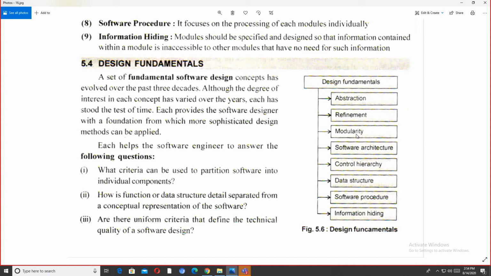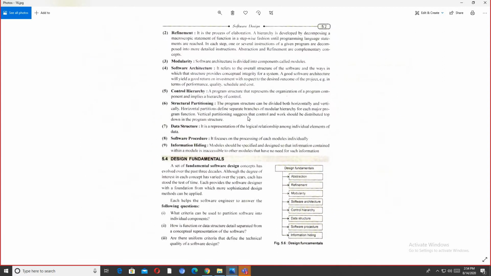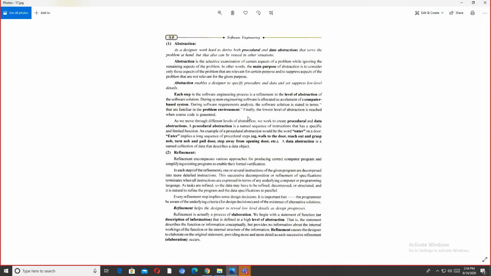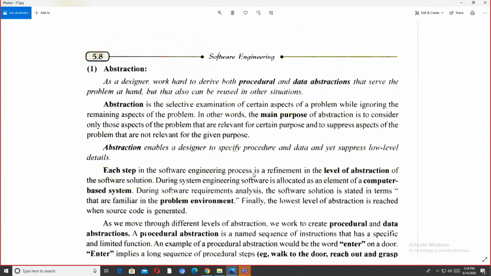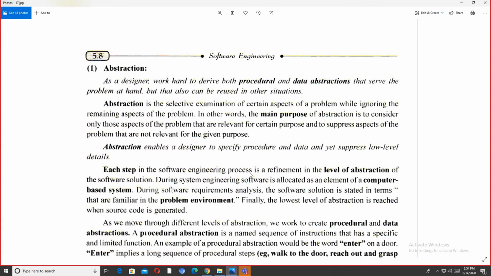And for the data structure, it is said that data structure assists in the formulation of a function. Now, are there any uniform criteria that define the technical quality of a software design? So these are some questions which a software engineer has to ask while working on the procedures. Now let's work on abstraction. Now, what is abstraction?